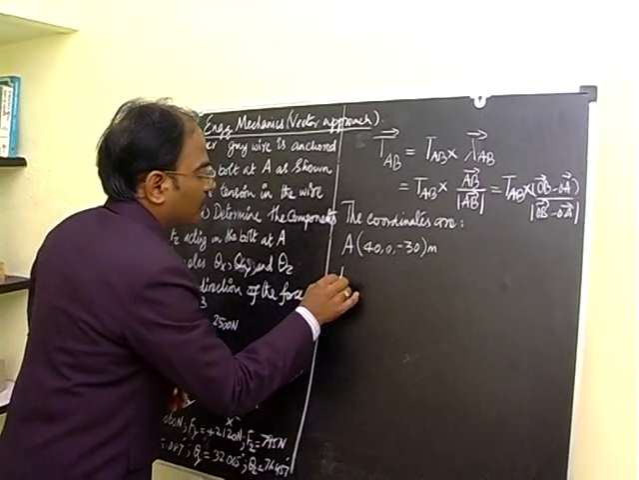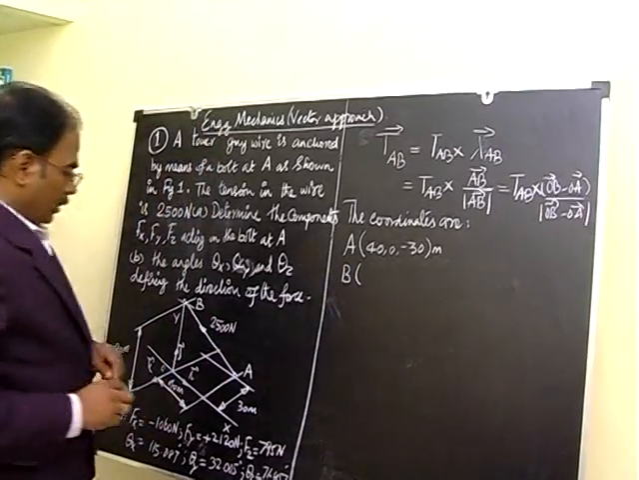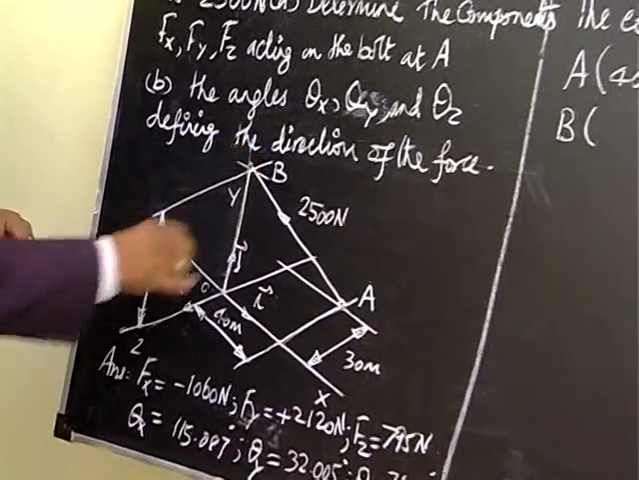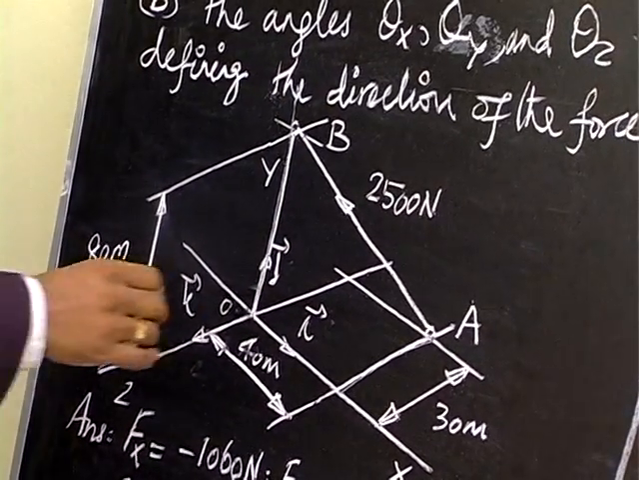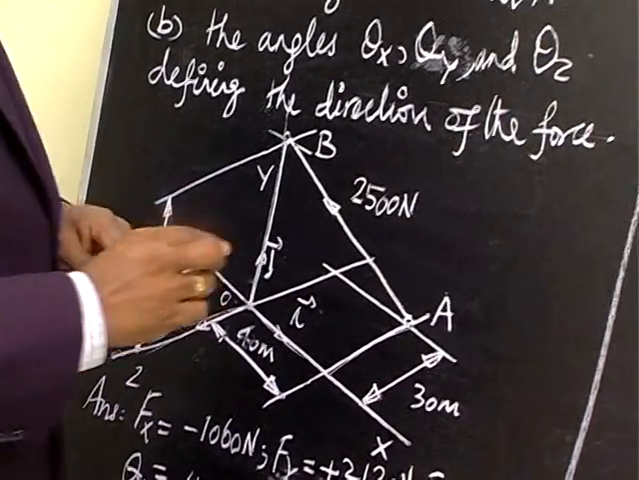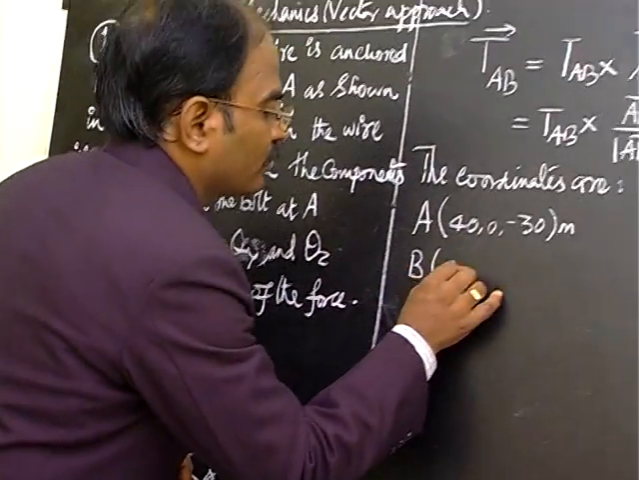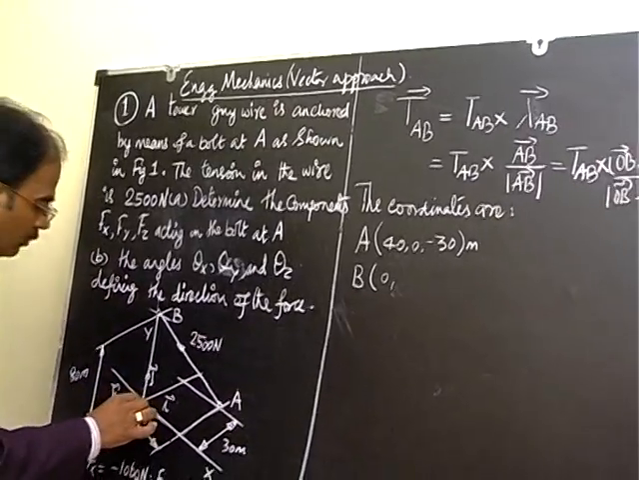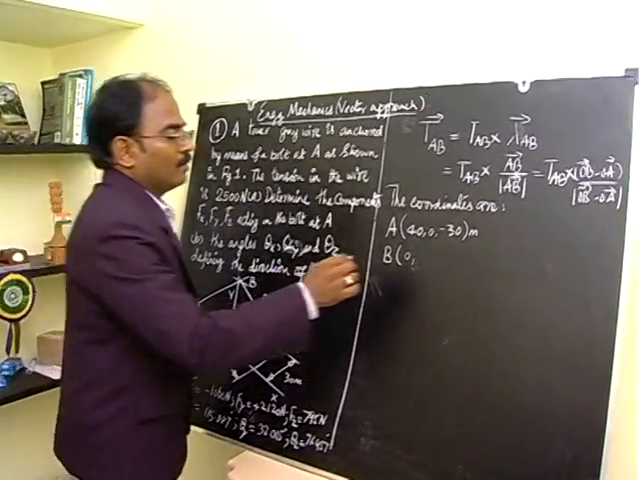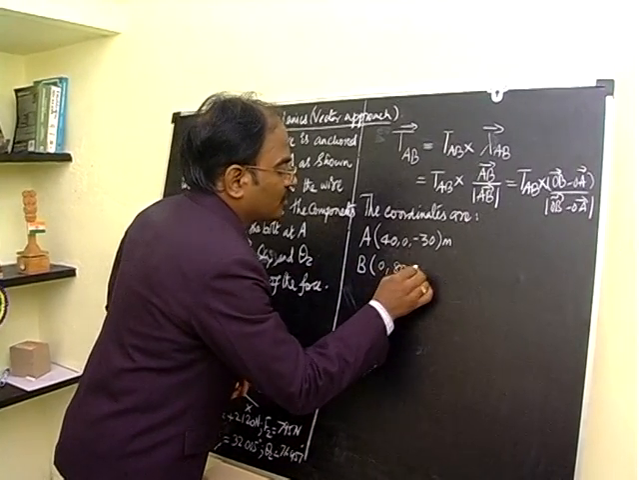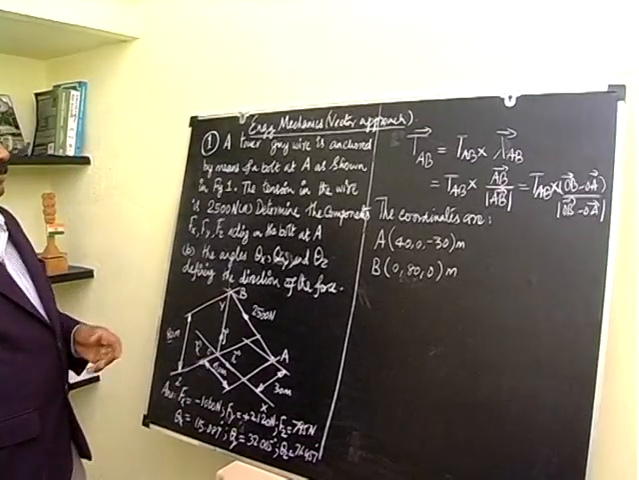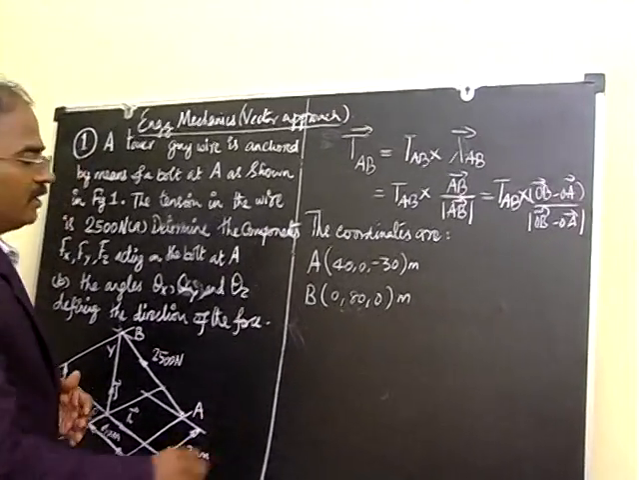We go for the point B. Here when we take point B, it is on the y-axis, so it has only y value. Both x value and z value are 0. So therefore we very easily take the point as 0, and it goes above, so it is positive y-axis. So therefore 80 positive, and z is 0, so it is 0, 80, 0 meter. Now we can find out the lambda AB very easily.